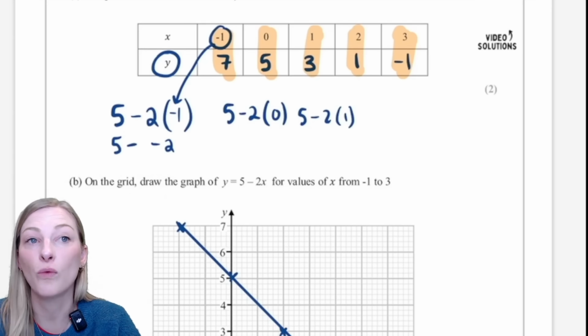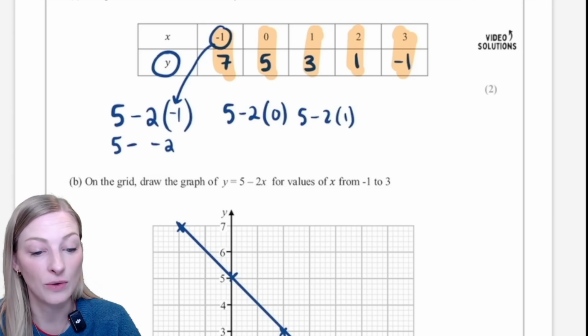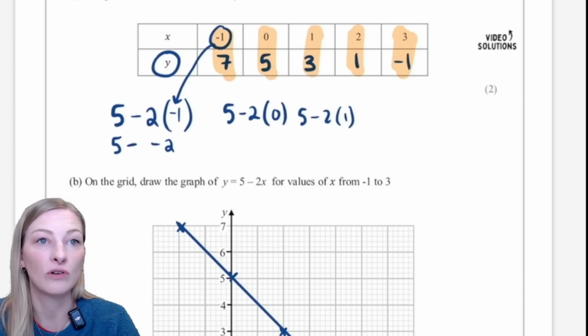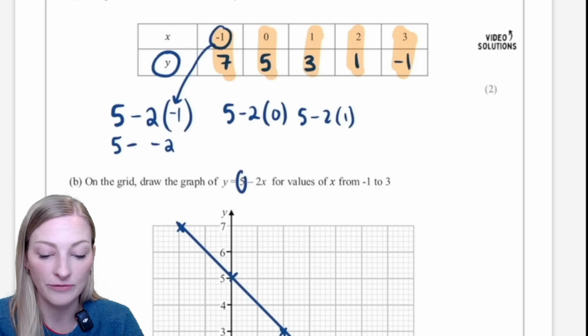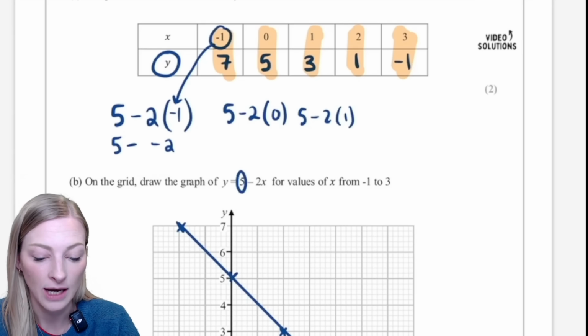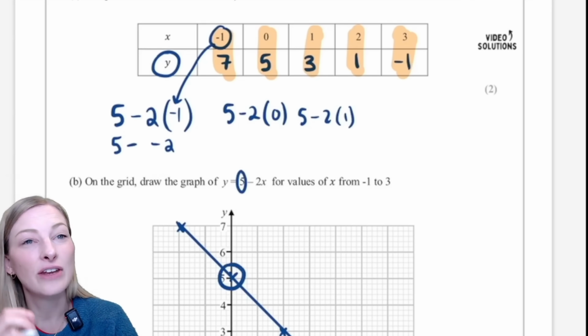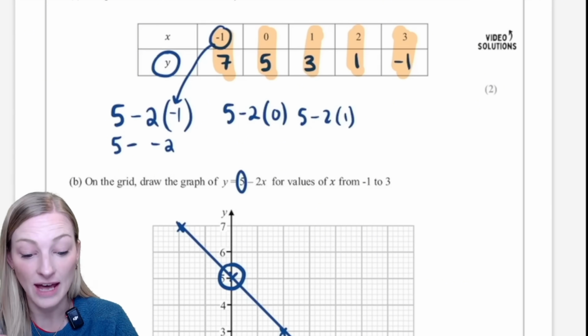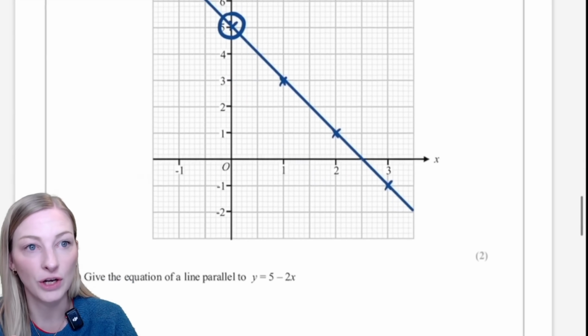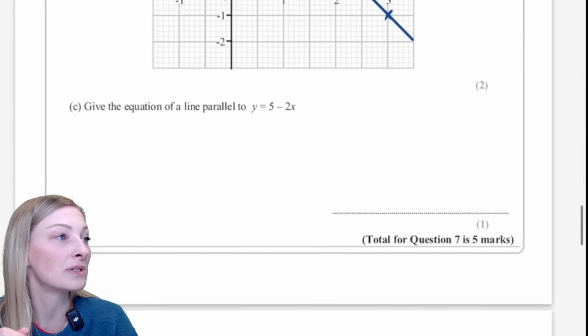And that is the graph y equals 5 minus 2x. Now I know 2 things about this graph. I know that it has a y-intercept of 5, that's the constant term, and I can see that there on the graph. And the number in front of the x, the coefficient of x, is -2. Therefore, our gradient would be -2. And that helps us out nicely when it comes to part C.